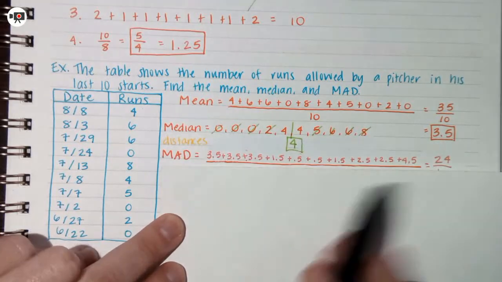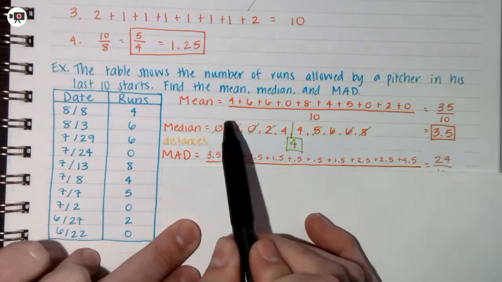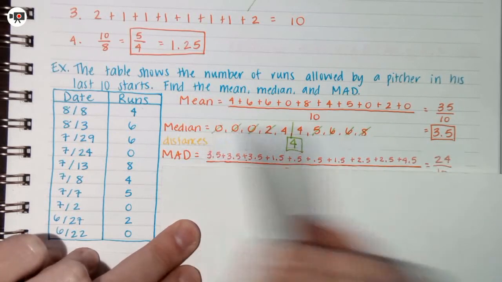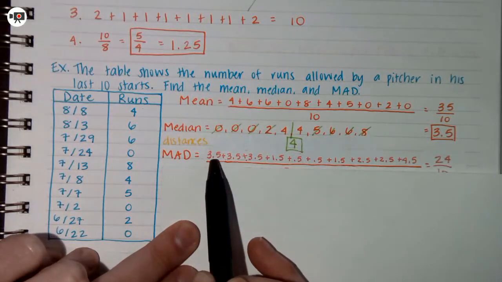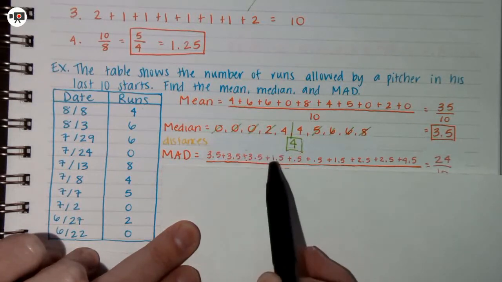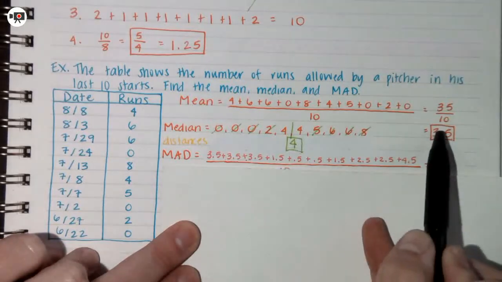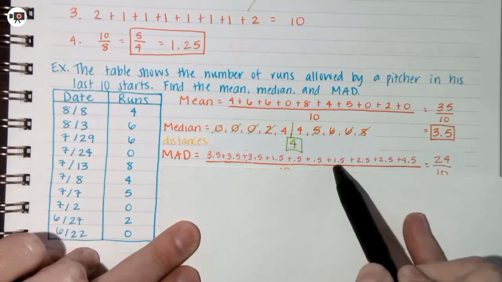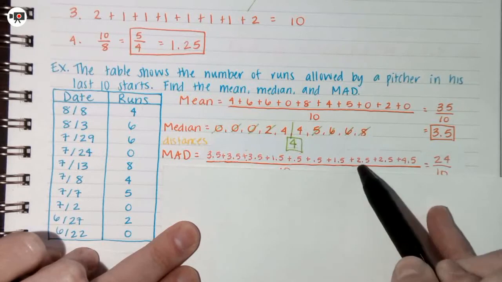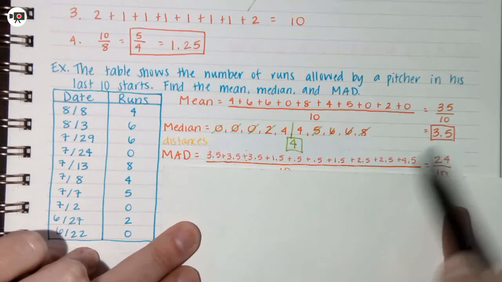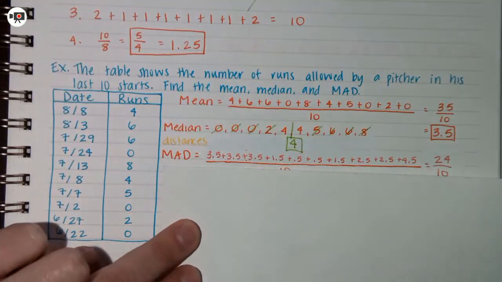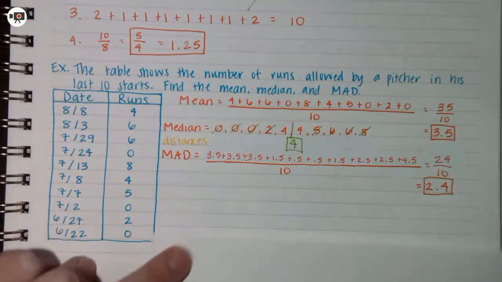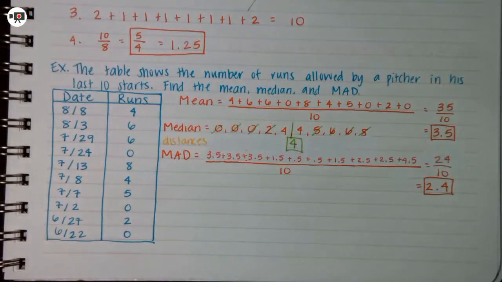Then to find the mean absolute deviation, find the distance between these numbers and the mean. So 0 is 3.5 away from 3.5. 2 is 1.5 away from 3.5. 4 is half. 5 is 1.5 away. 6 is 2.5 away. And 8 is 4.5 away from 3.5. Add them all together and divide by 10. So the mean absolute deviation is 2.4.